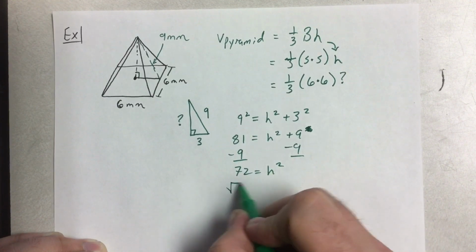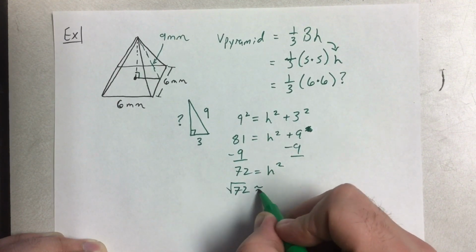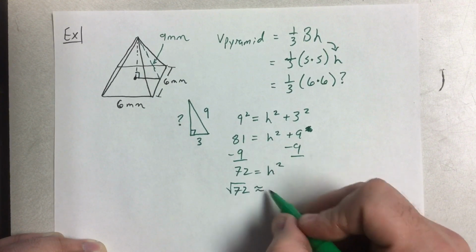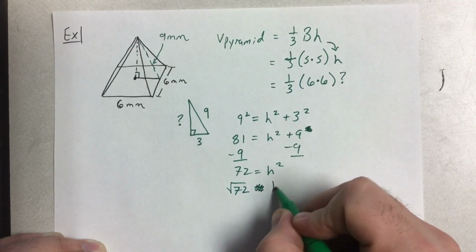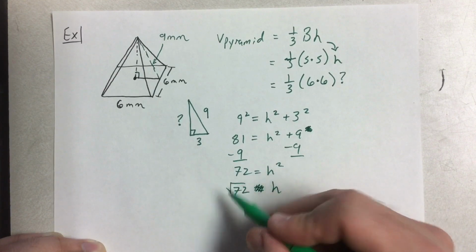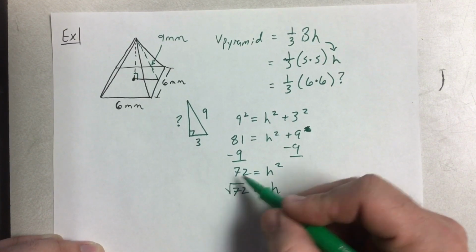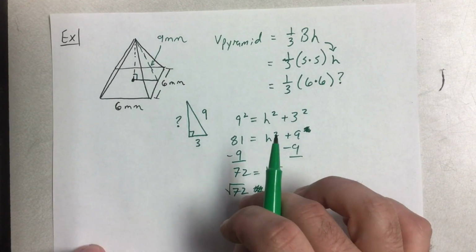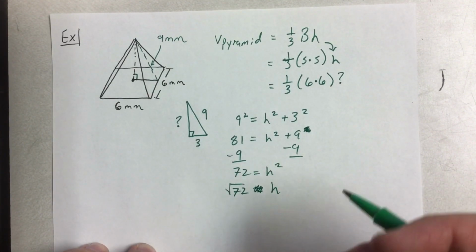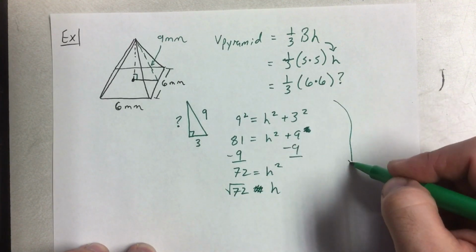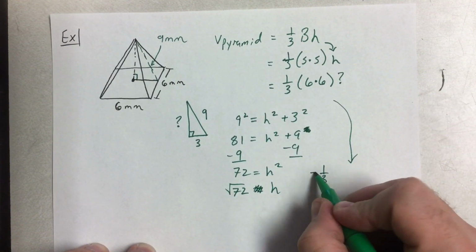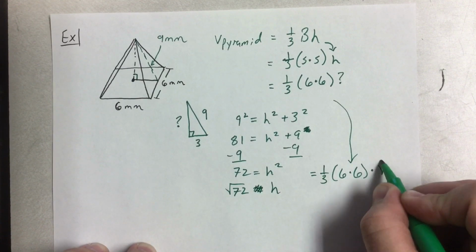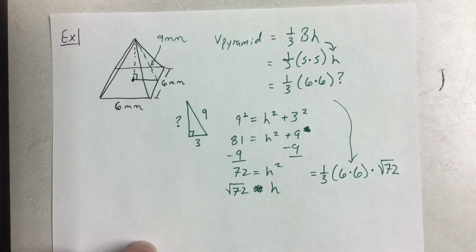So the height is the square root of 72. Actually, let's not figure out what the approximate value is. We'll say the height is this. We're not going to get the decimal for the square root of 72 because we're going to use this exactly. The less rounding we use, the better. So now, placing this value into our formula, it's 6 times 6, and we're going to multiply that by the square root of 72.